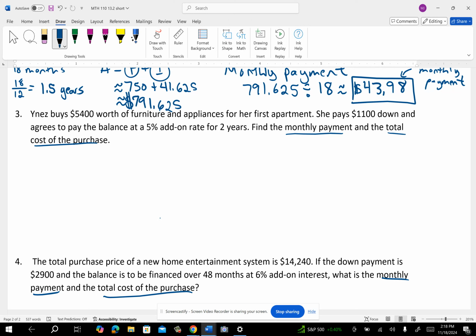First thing I'm going to do is think about what the amount financed is. The amount borrowed. I need that. Financed or borrowed is the same thing. So I'm going to take that $5,400. She didn't take out a loan for that because she's already paid $1,100. So the amount borrowed is really only going to be $4,300.